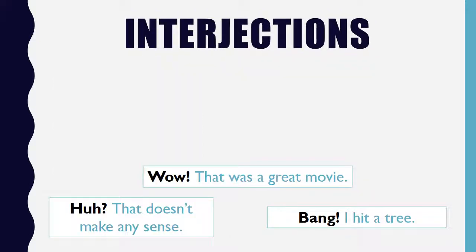The last part of speech is called interjections. An interjection is a word used to express emotion. It is often followed by an exclamation point.